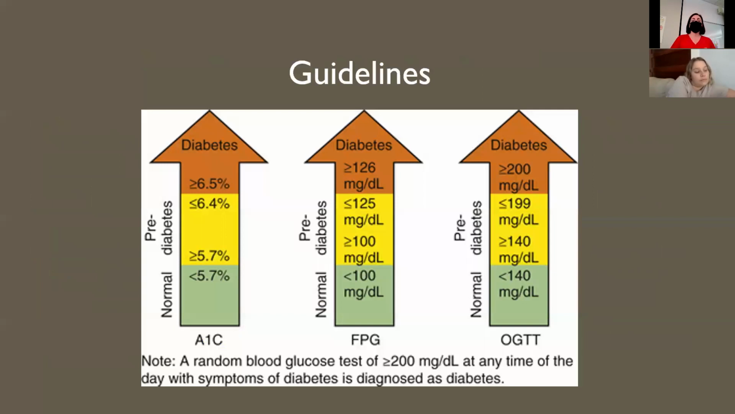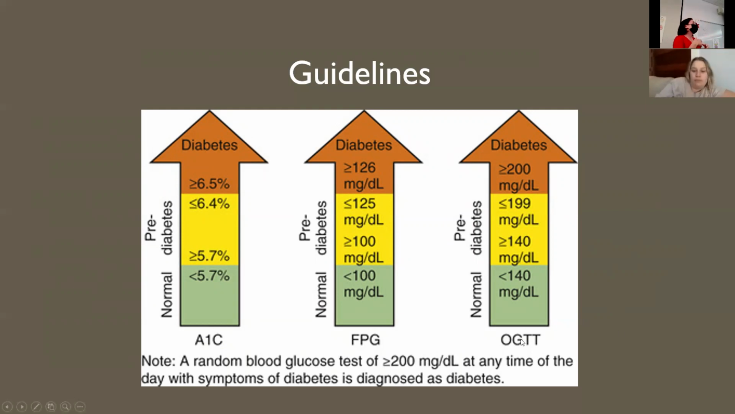All right, so here are just the guidelines. This is from your textbook. This is for the A1C, this is fasting plasma glucose, and this is OGTT, the oral glucose tolerance test.